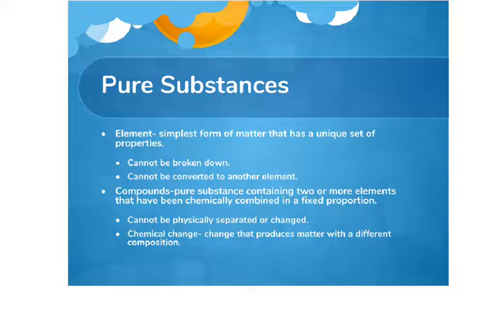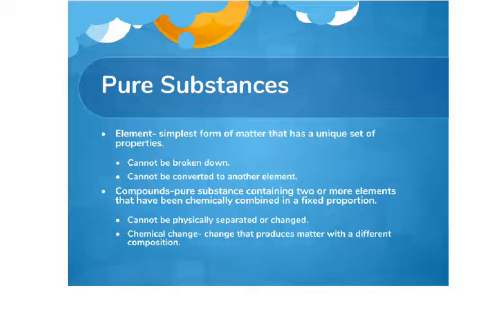So an element is the simplest form of matter that has a unique set of properties. So it cannot be broken down, and it cannot be converted into another element. Think of old scientists. We talked about alchemists. Remember, they would try to make lead into gold. This is absolutely impossible because each element holds its own set of properties to create that identity. It has a specific set of atoms, a specific set of electrons, and a specific set of neutrons and protons. And this is what defines that element. It makes it into that specific element with its own properties. So that's one type of pure substance.